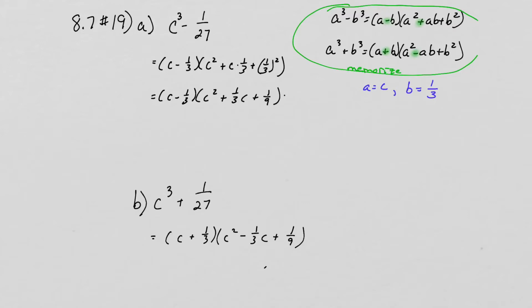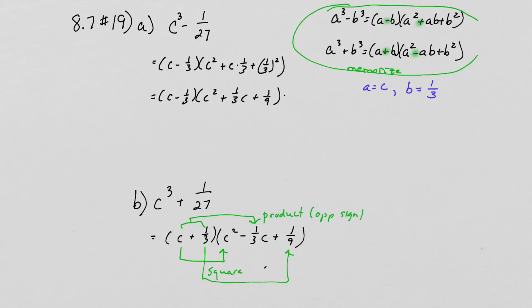So as you're working on these, remember all you're doing is you're figuring out what's being cubed, and then once you've figured out what's being cubed, you fill it in the first part, c plus 1/3 or c minus 1/3. Then you take what's in the first part and you square it and put it there. You take what's in the second part and you square it and you put it there. And then in the middle you put the product of the two. Product means multiply. So you multiply the two together and put them in the middle, but they have the opposite sign when you do that.